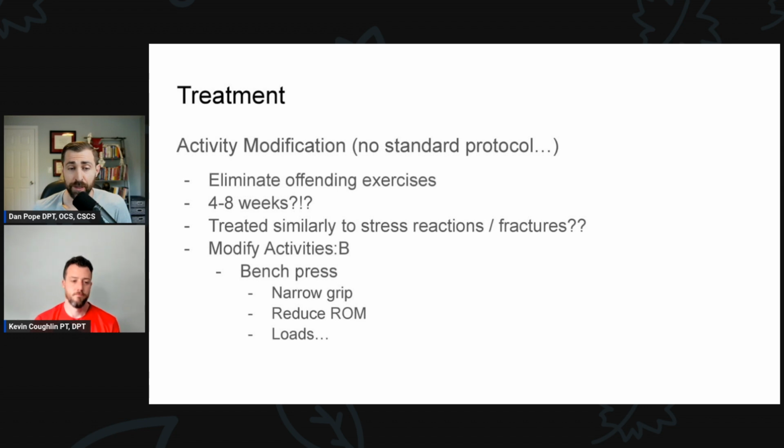The next piece that I thought was interesting that I'm not really sure about was the authors noted this is a bone injury, right? And should we be treating this kind of like a stress reaction or a stress fracture? What are your thoughts on that, Kevin? Because I thought that was really interesting when I saw it.